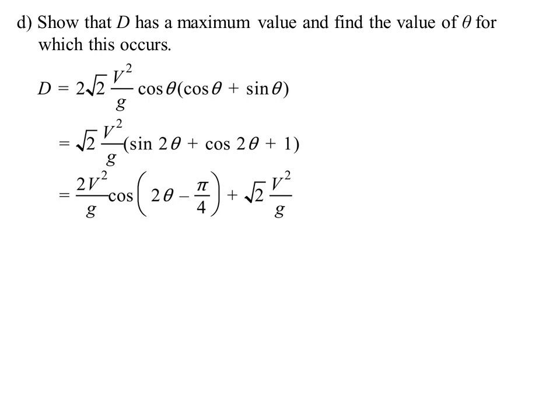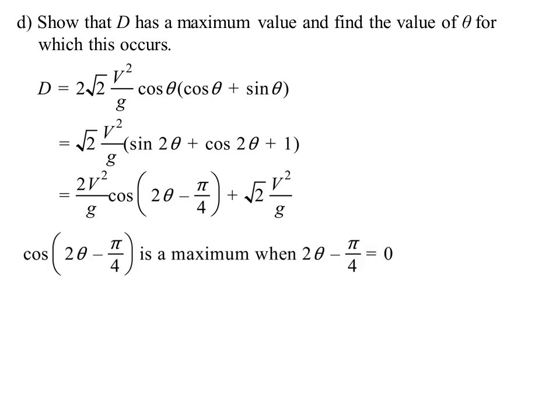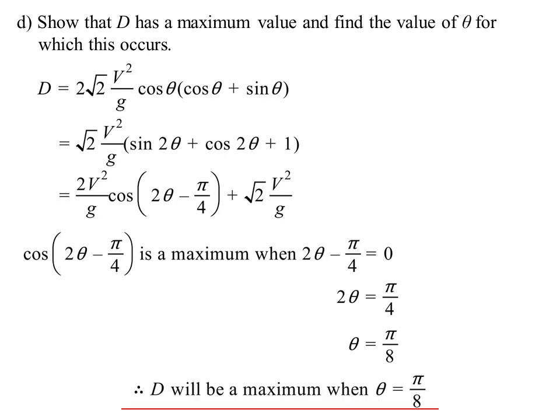I've now got a trig that I know something about, because I know that that trig expression will be a maximum when 2θ - π/4 is equal to 0. Therefore, the whole thing must be a maximum when 2θ - π/4 is equal to 0. Well, there you go. Must be when θ is π/8. So d will be a maximum when θ is π/8.